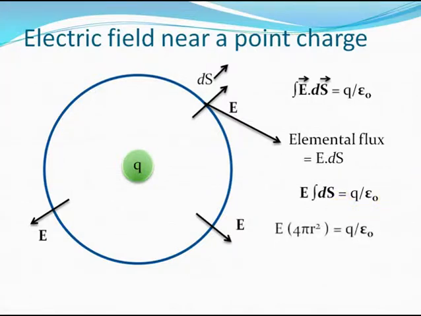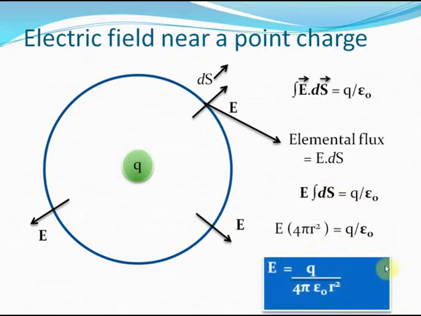And when we say that, the surface area of this Gaussian surface is 4 pi r square, if you assume that we have taken this Gaussian surface at a distance r from the point charge. So E into 4 pi r square is Q by epsilon naught. The net electric field because of a point charge, at any distance r from it, is Q by 4 pi epsilon naught r square. And we know that this is the expression for the electric field because of a point charge.